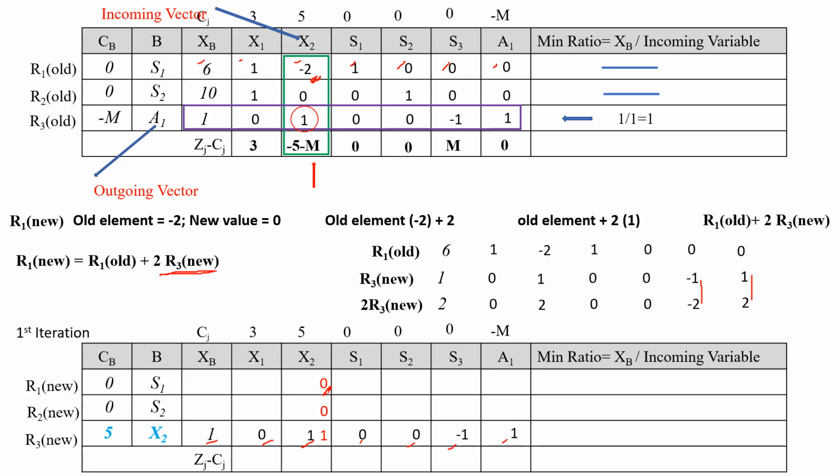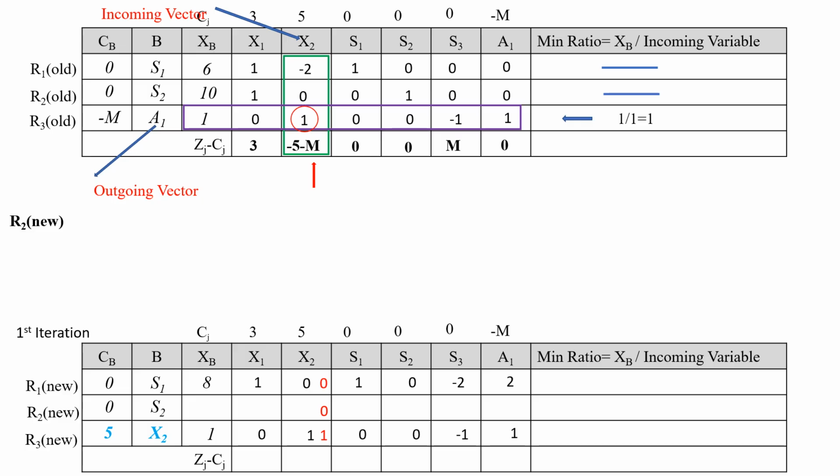Then we perform the row operation R1 old plus 2 R3 new. That is 6 plus 2, it becomes 8. And 1 plus 0, it becomes 1. And minus 2 plus 2, it becomes 0. 1 plus 0, 1. 0 plus 0, 0. 0 plus minus 2, minus 2. 0 plus 2, it becomes 2.